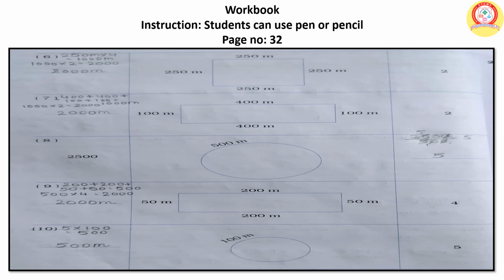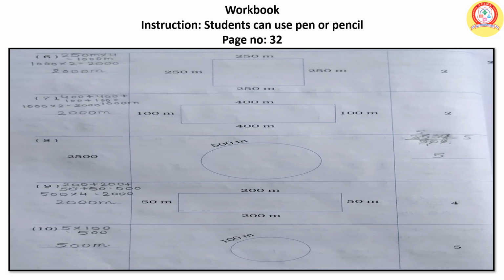Now let's move to question 7. In question 7, the rounds to run to complete the distance is 2. The distance of the field is 1000 meter, as 400 meter plus 100 meter plus 400 meter plus 100 meter is equal to 1000 meter. So how much distance is required to complete?